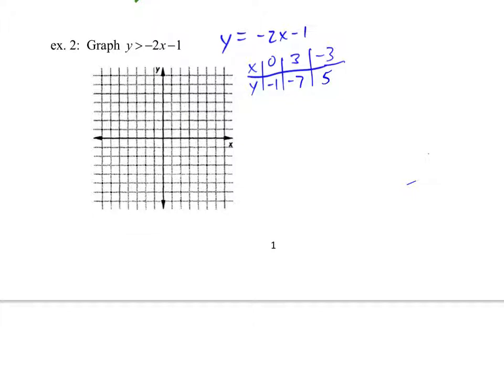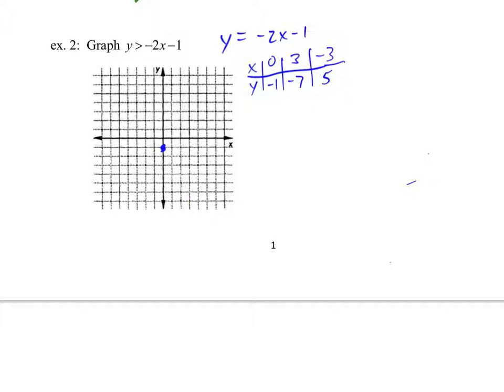You could punch those in your calculator, or use the table function on a graphing calculator. But we have these points, so now we put them on our graph. My first point, 0, negative 1: I go 0 left or right, but down 1. Then my 3, negative 7: I go 3 to the right from the origin, and I go down 7.